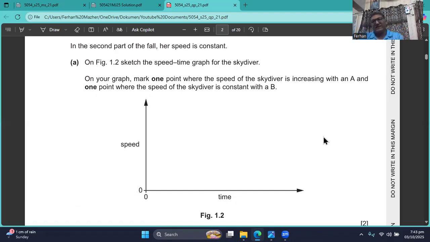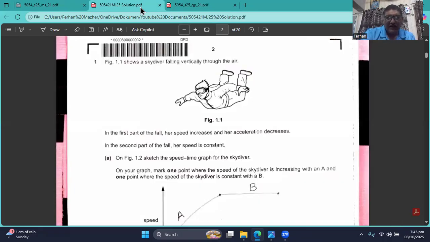You see, this is a speed-time graph. And in the speed-time graph, the gradient of the speed-time graph is equal to the acceleration. If the speed is increasing and the acceleration is gradually decreasing, the curve should go upward, but it should bend. Okay, so let me show you. I have drawn this figure. So here we go.